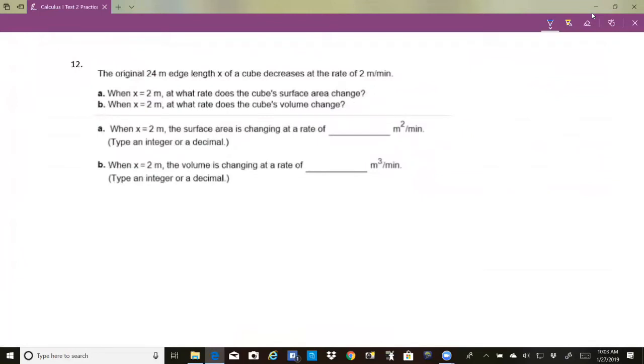Number 12, we've got a cube, and each edge of the cube x decreases at the rate of 2 meters per minute. When x equals 2, at what rate is the cube's surface area changing? And when x equals 2, at what rate does the cube's volume change? Let's draw a quick diagram of this cube.